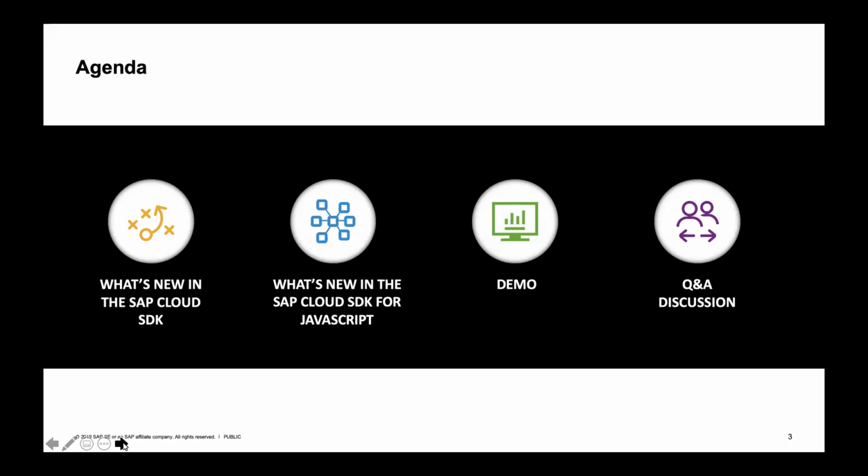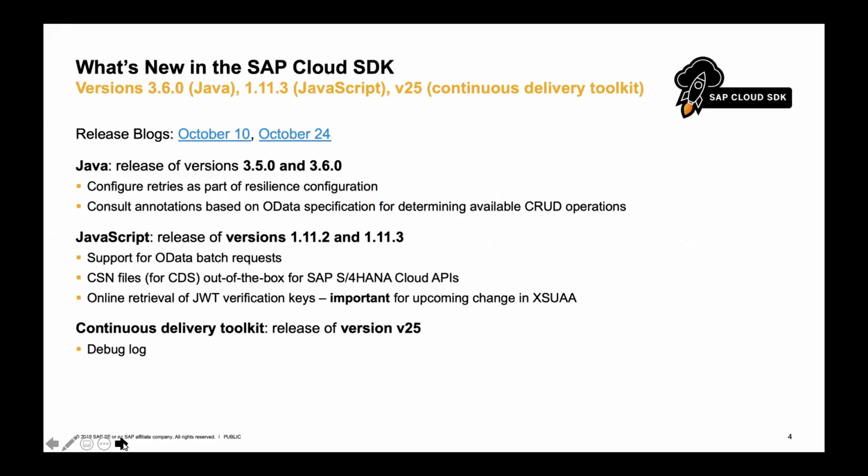But before we go deeper into today's topic, a brief look into what's new in the SAP Cloud SDK, specifically since our last community call in October. If you have missed that one, be sure to check out the recording, which is available from the community call website. So what happened in October within the SAP Cloud SDK? We released, again, a couple of new versions for each of our components, starting on October 10th and then on October 24th again.